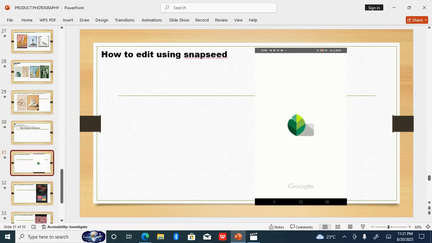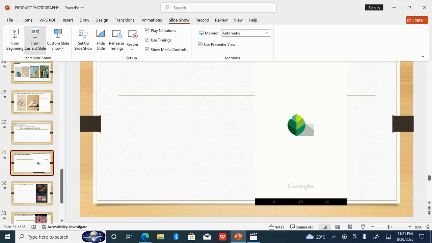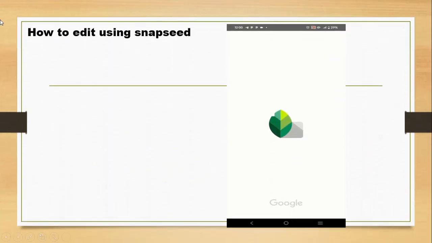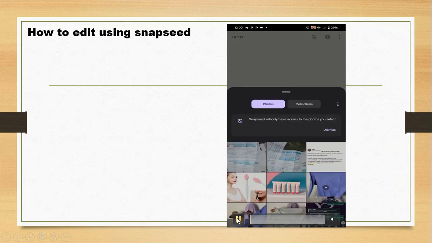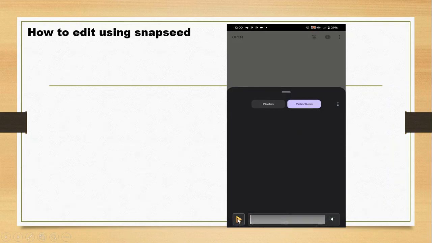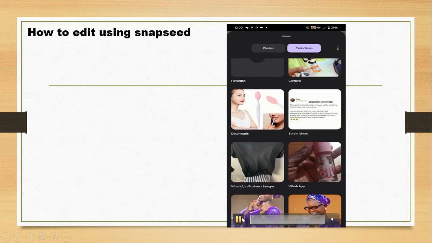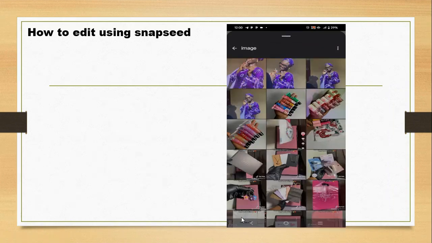And now we want to learn how to edit using Snapseed. Yes, so please pay attention. First and foremost, when you open your Snapseed account, you will see that plus sign. Then you click on it. It will take you to your collection, that is your gallery. Then you click on the particular picture you want to edit.